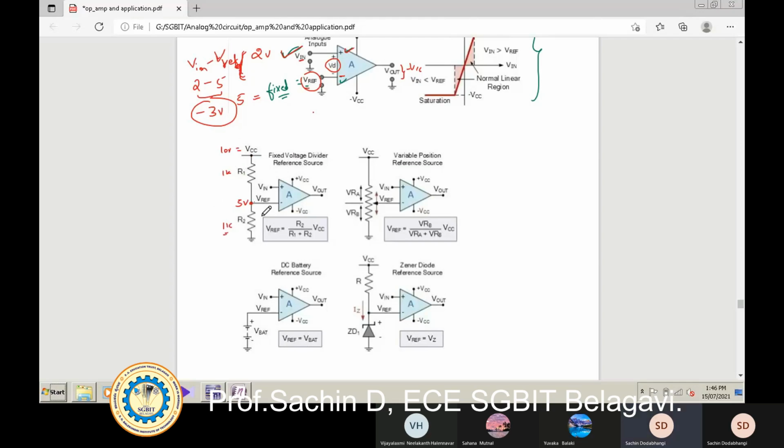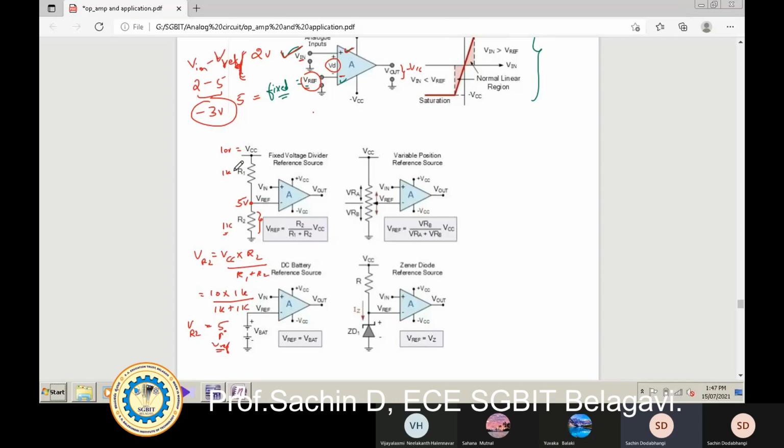Getting it? See how: voltage across V reference means voltage across R2. Apply the voltage divider rule: VCC into R2 divided by R1 plus R2. VCC is 10, R2 is 1K, divided by 1K plus 1K. So 10K divided by 2K, that is 5. So the voltage across R2 is nothing but V reference. I am setting V reference to 5 volt here. How to set V reference to 5 volt? By using a voltage divider circuit.